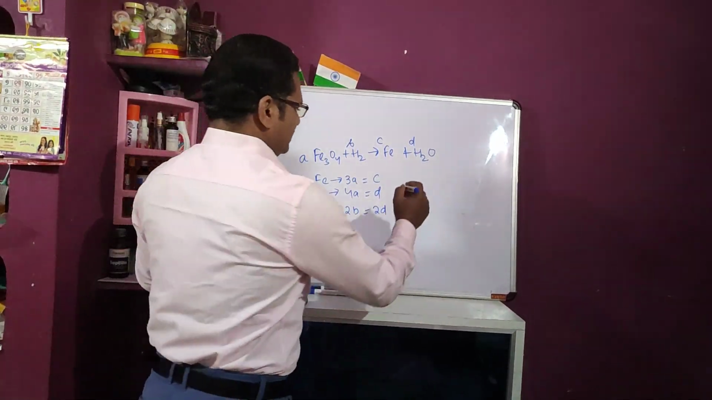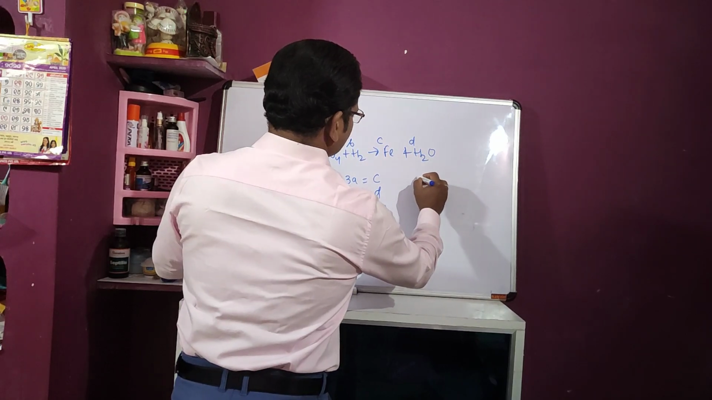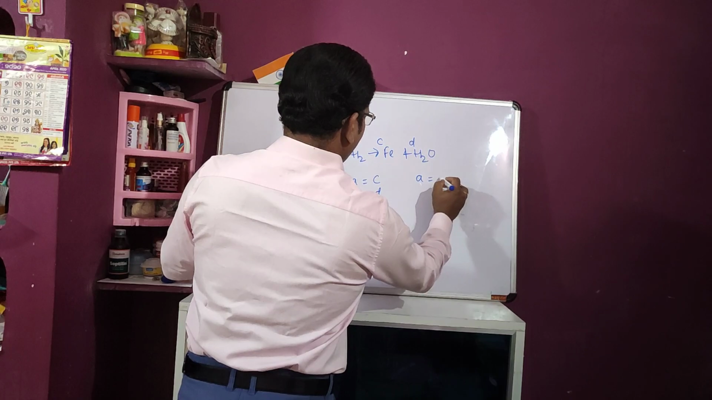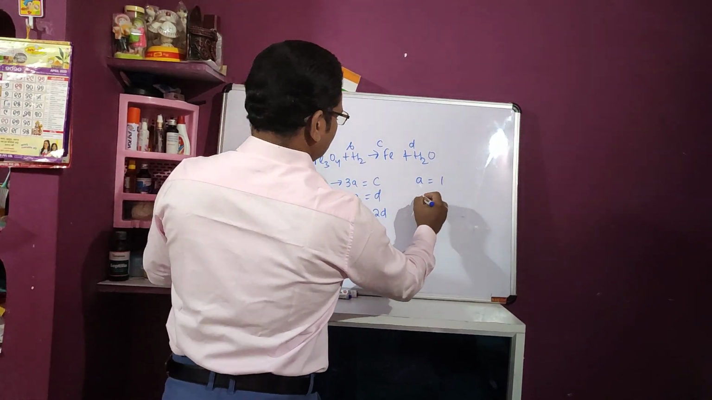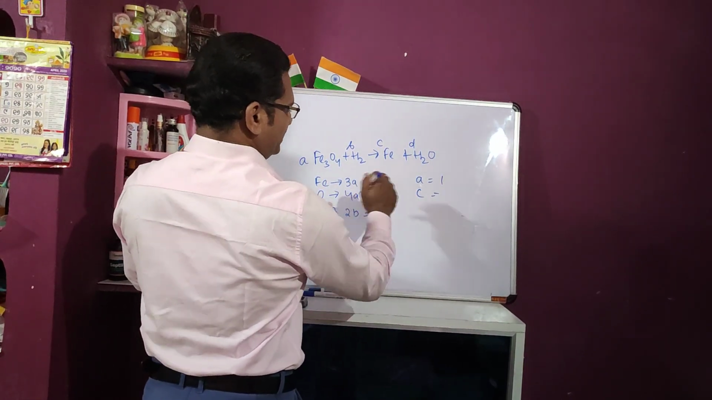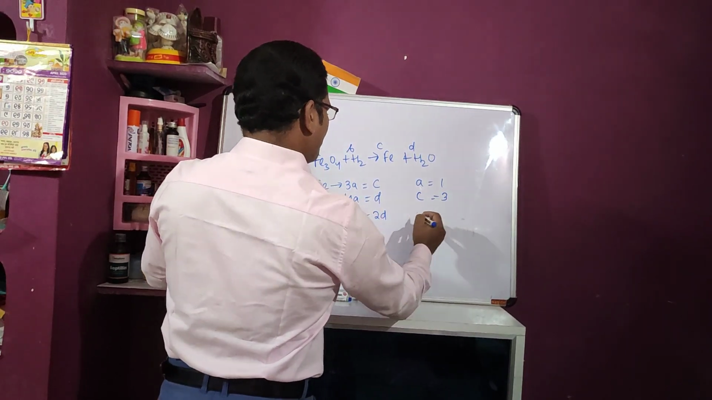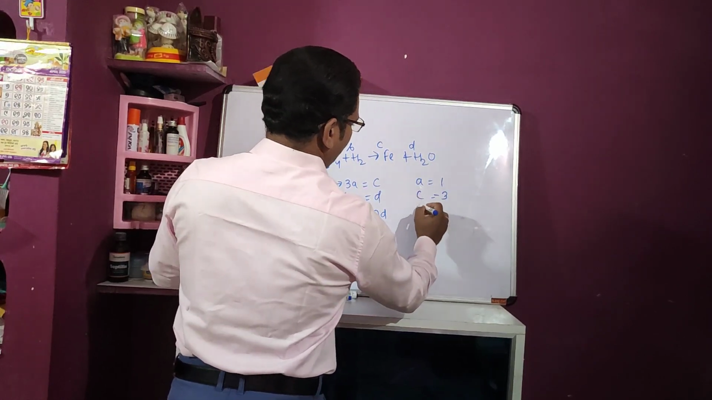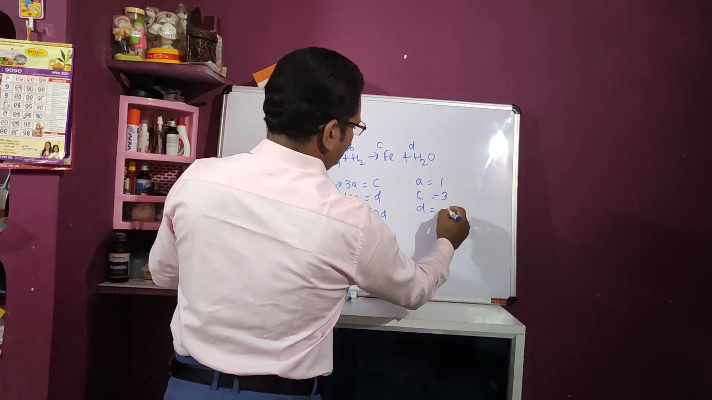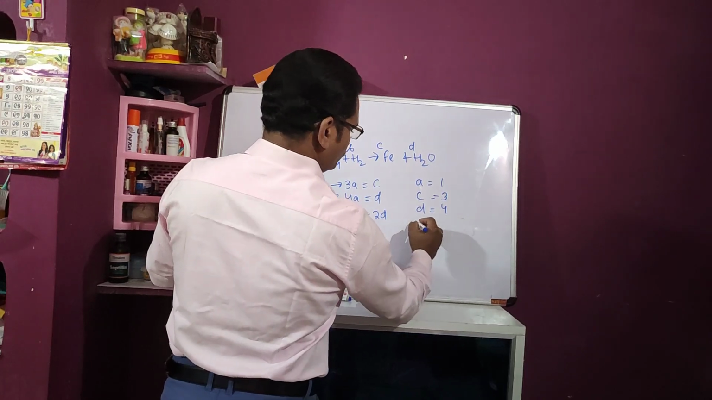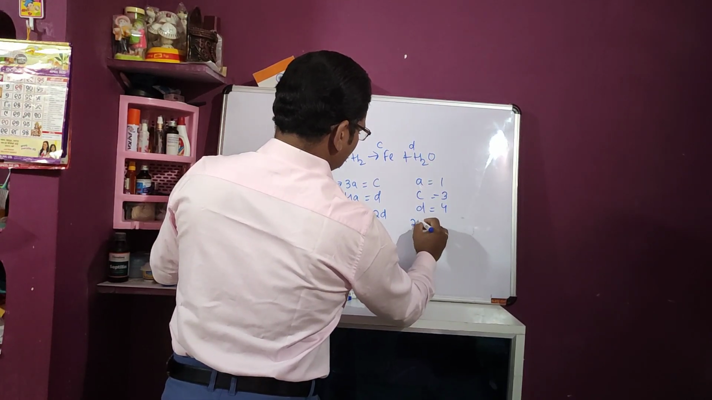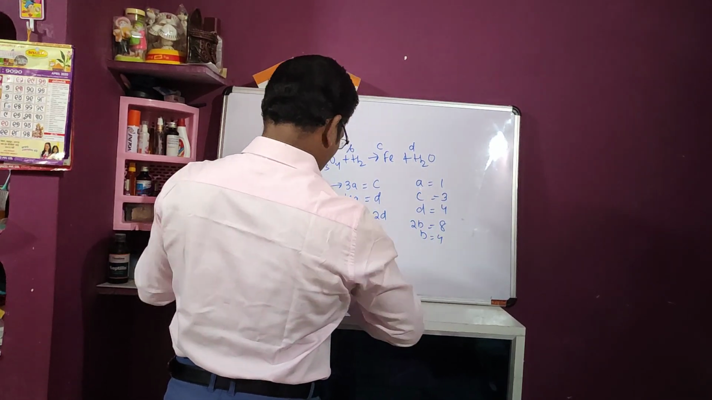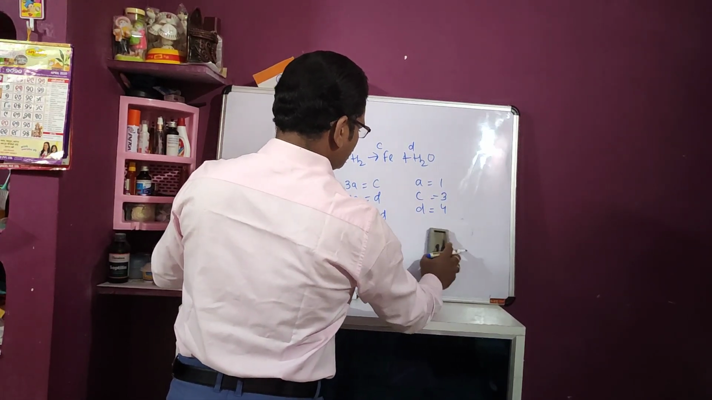3A equals C. Let's take A equals 1. When A equals 1, since C equals 3A, C equals 3. Now 4A equals D, so D is equal to 4A, that is equal to 4. 2B is equal to 2D, so 2B is equal to 2 into 4, 8, or B is equal to 4. So I can write B equals 4.